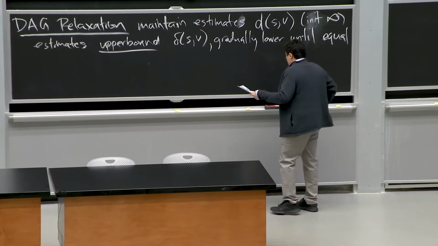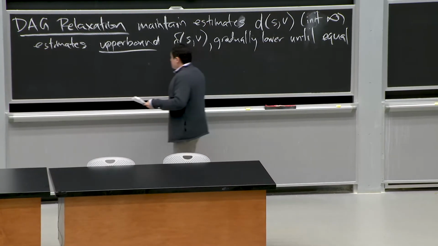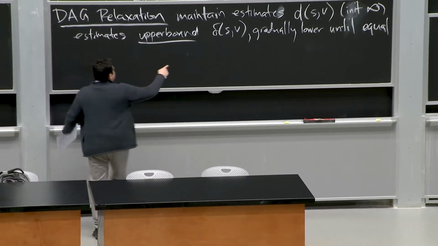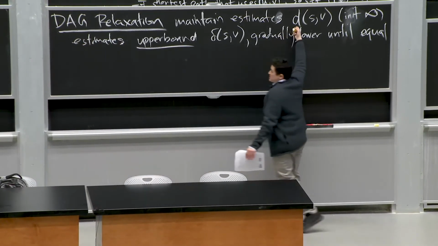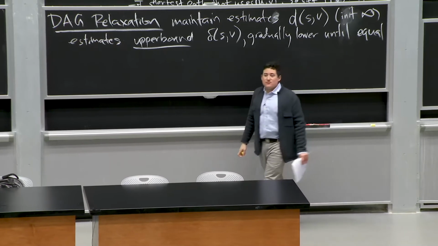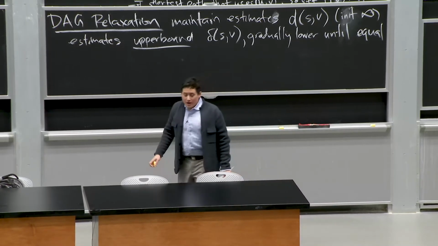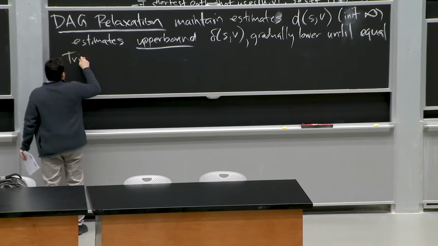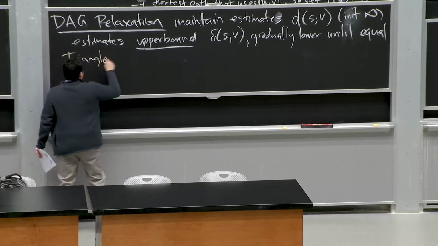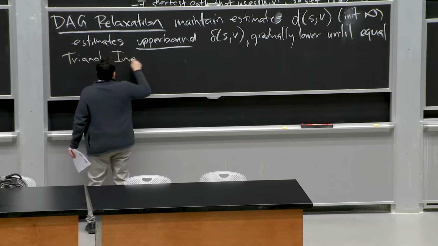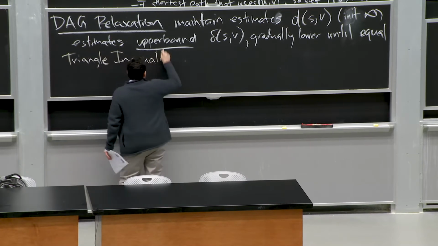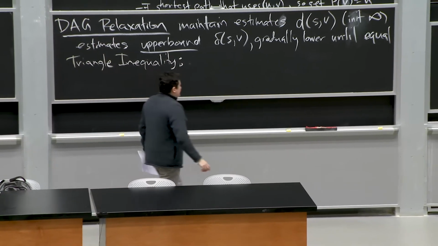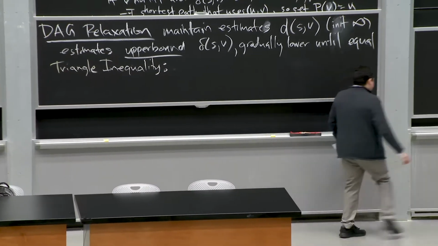Okay? So when do we lower these things? We're going to lower these distance estimates whenever the distance estimates violate what we're going to call the triangle inequality. Okay, what is the triangle inequality? The triangle inequality is actually a pretty intuitive notion.